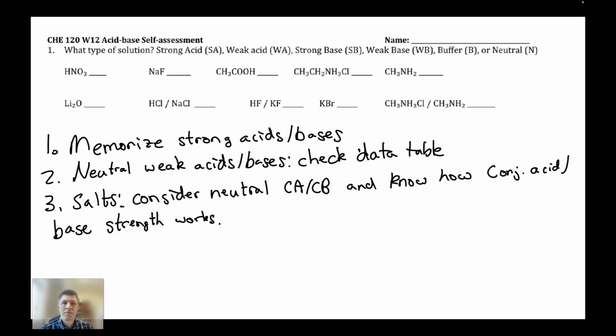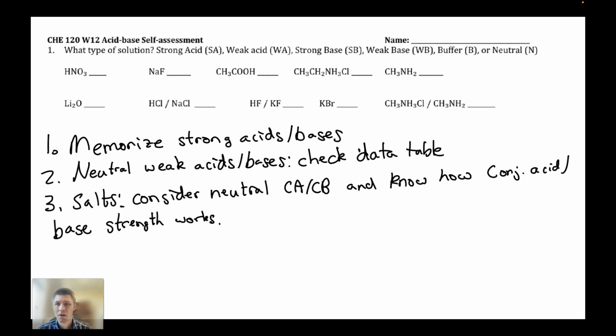Here's some review of that week 12 acid-base self-assessment from class. The first question is on what type of solution it is for a bunch of different species dissolved in aqueous solutions. Just some overall guidance there, because again, people can typically find this to be one of the most challenging things. Even when you calculate the pH, once you know what type of solution it is, you just apply the correct equilibrium, but determining what type of solution it is can be the most challenging.